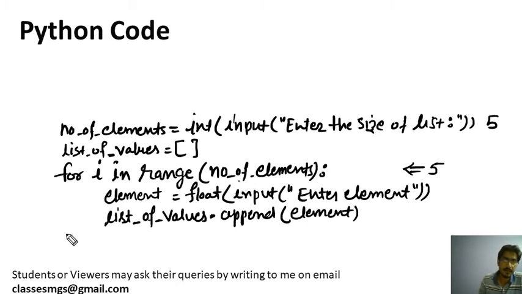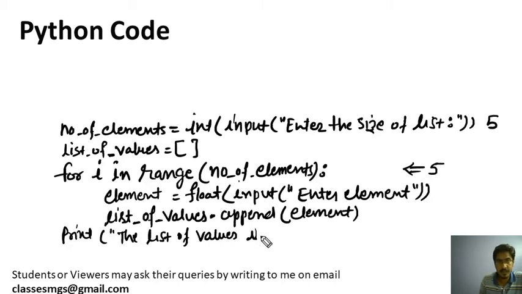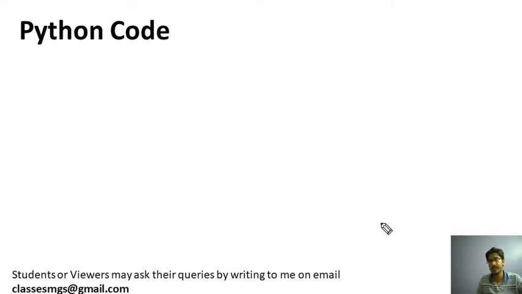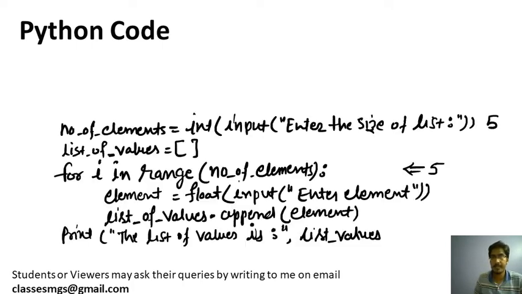Then what we will do, we will print this list. The list of values is, let's suppose we are printing the list underscore values. List of values, sorry, oops. Okay, so it got deleted, thanks to the undo function I could get it back. Otherwise I would need to write it again. List of values.